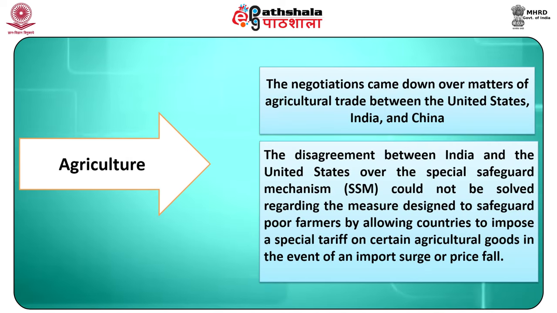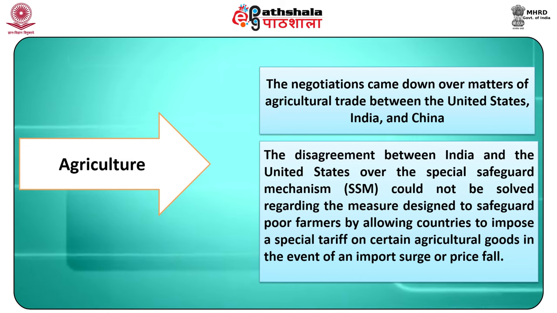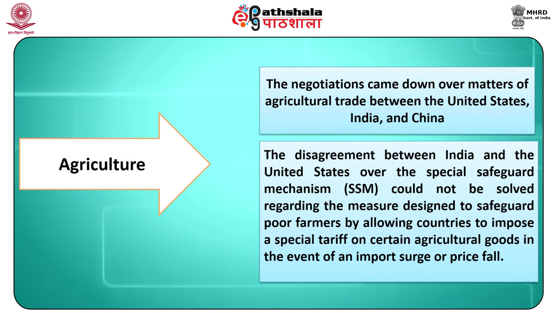Second, agriculture. The negotiations came down over matters of agricultural trade between the United States, India and China. The disagreement between India and the United States over the special safeguard mechanism SSM could not be solved regarding the measure designed to safeguard poor farmers by allowing countries to impose a special tariff on certain agriculture goods in the event of an import surge or price fall.